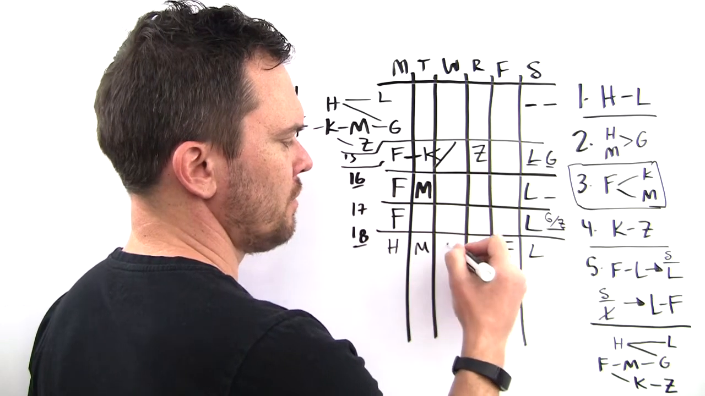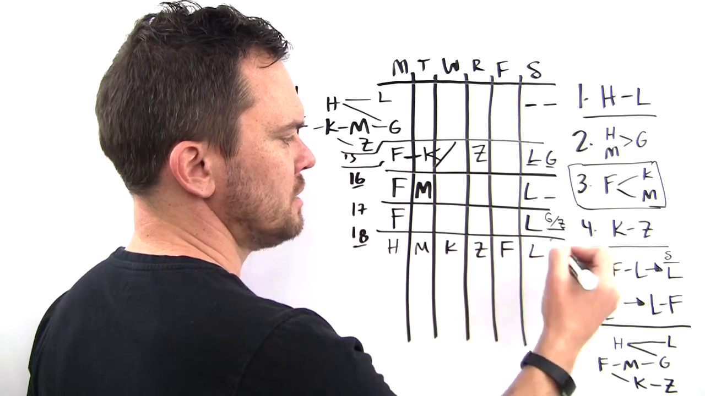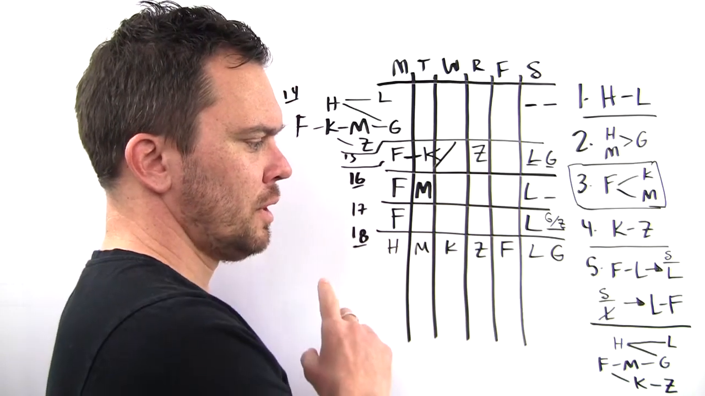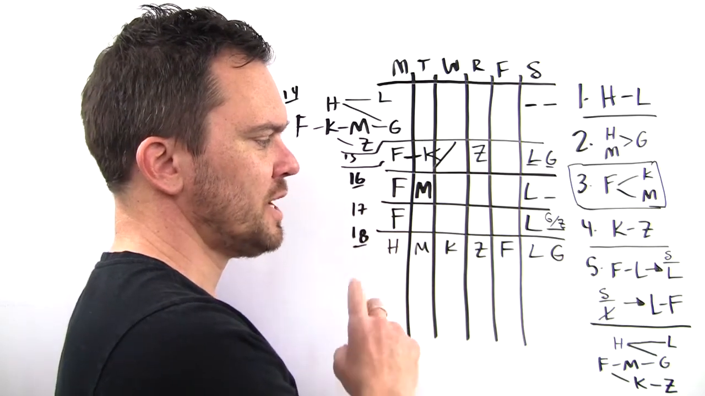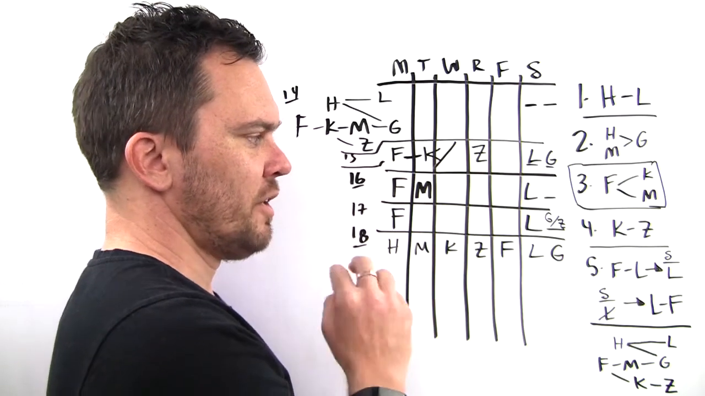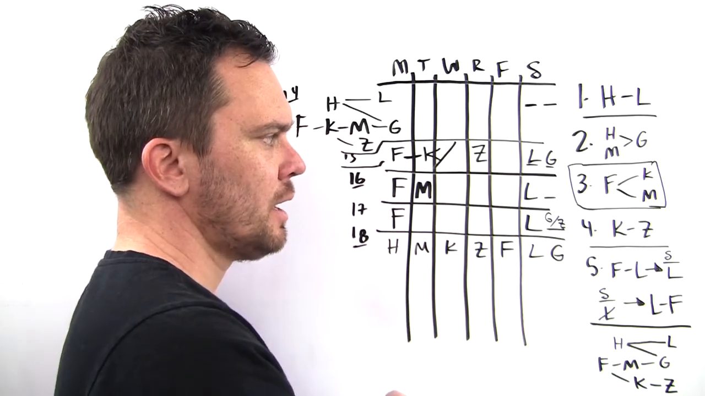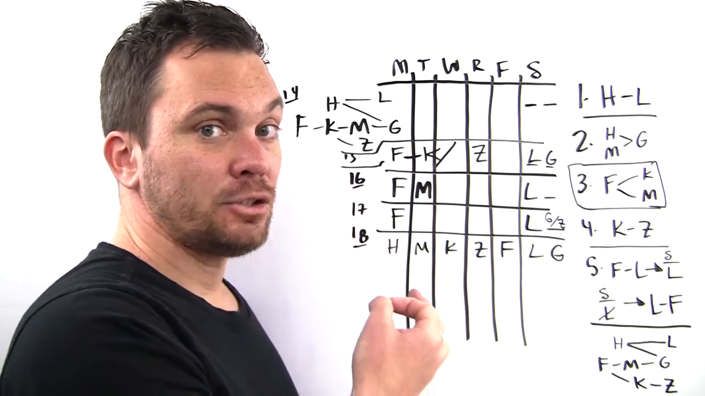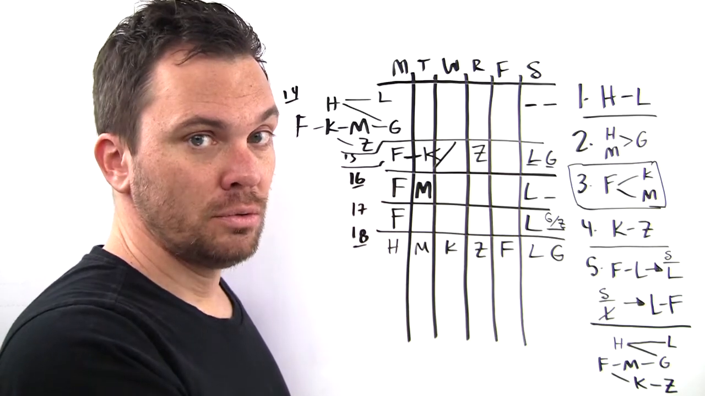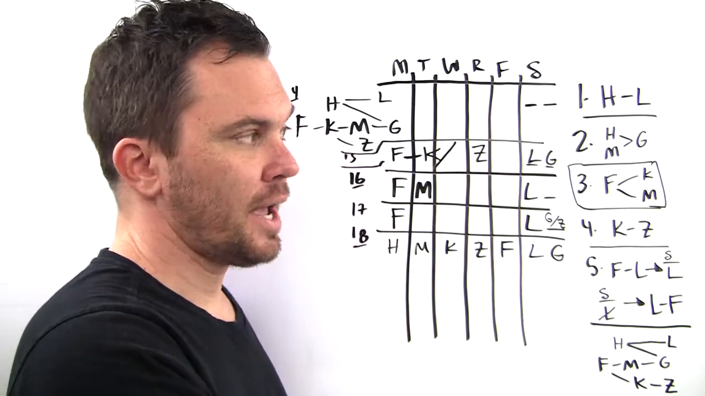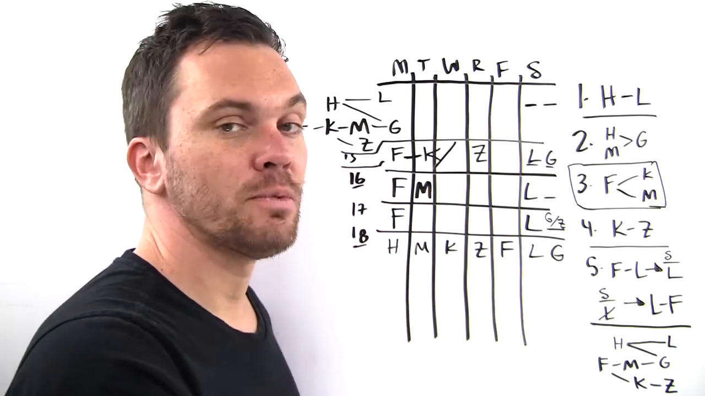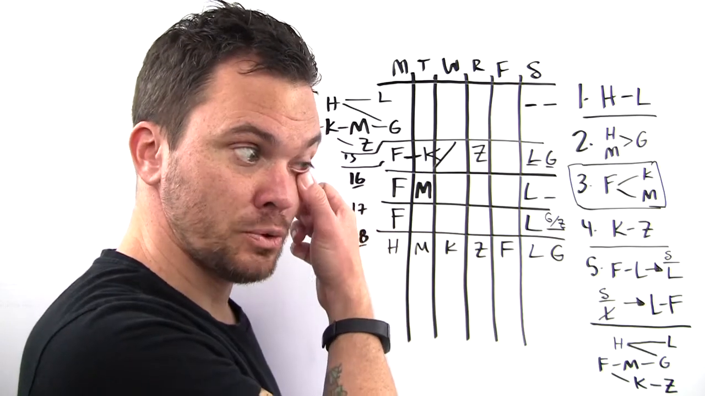H, M, K, Z, G. All of our other rules are true. M is before G, K is before Z. If F is before L, L's on Saturday. And H is before L. I have made answer choice A true. F is not on Thursday. And I have made rule 3 false. I'm sorry, A is not the same as rule 3.